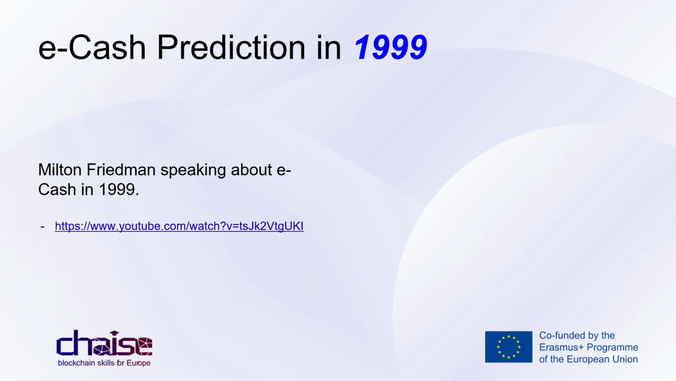There is one very interesting video which was published in 1999. It is related to e-cash prediction, where Milton Friedman is speaking about e-cash. I would recommend you to watch this video. It is quite interesting, and it was published almost 10 years before the Bitcoin emergence. He is explaining exactly the same concept which, after 10 years, Satoshi Nakamoto brought in the context of Bitcoin cryptocurrency.